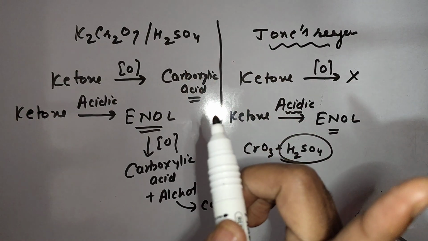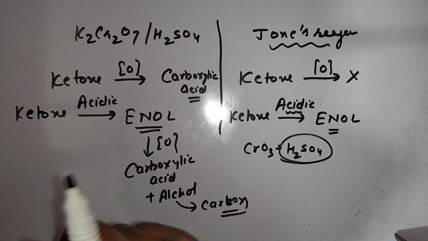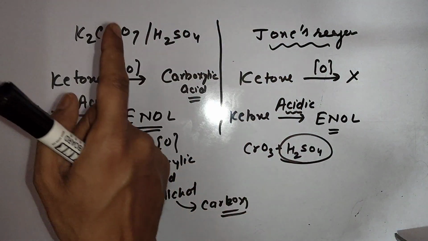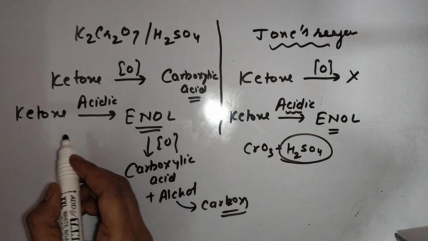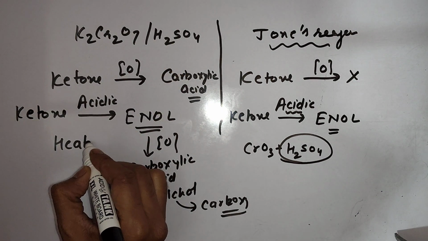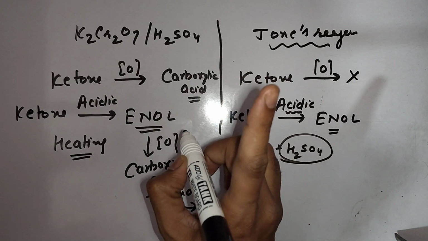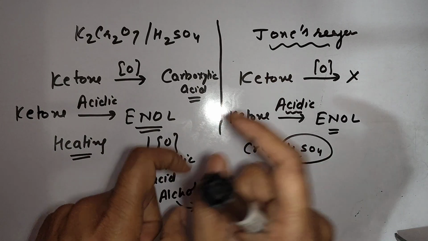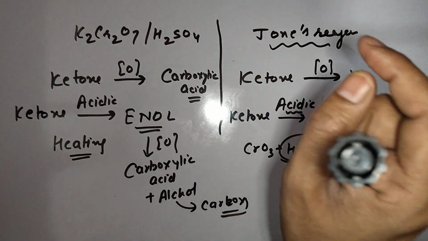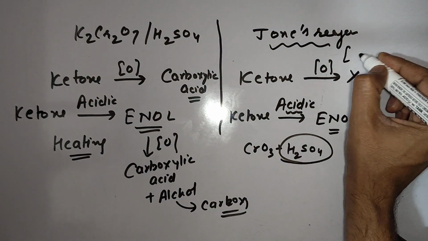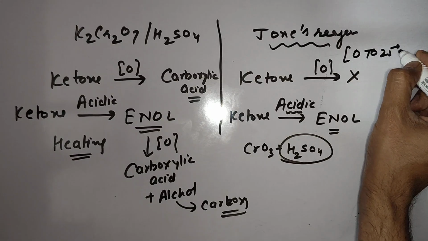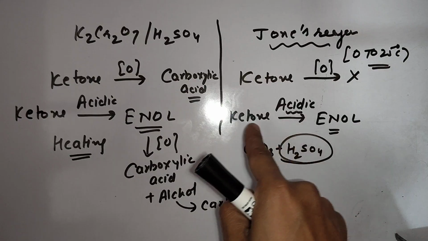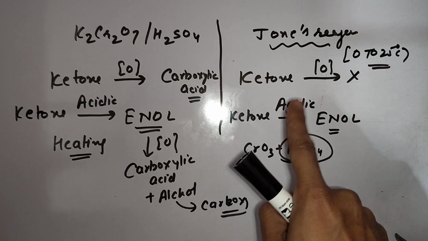Here we have a role of temperature. That's why I said please keep temperature in your mind. When we are oxidizing with K2Cr2O7 and sulfuric acid, we are heating it. The high temperature leads to the conversion of ketone to enol. But in Jones reagent, you can check what temperature I have used. I said 0 to 25 degrees Celsius. This temperature will not allow ketone to convert into enol.